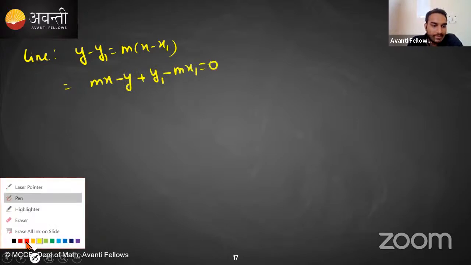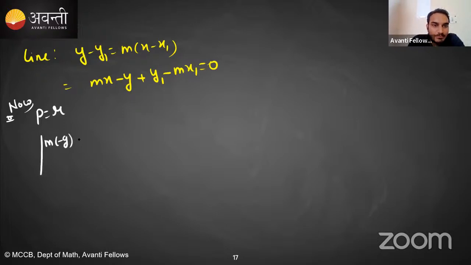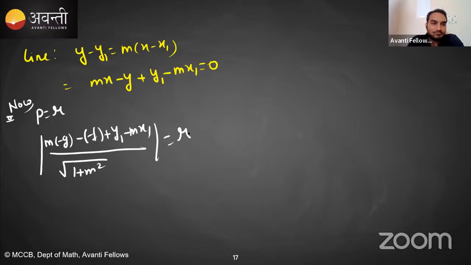Okay, is this clear? So now perpendicular P should be equal to R. Perpendicular distance from the center on this line should be equal to the radius. So what is the center? Center is minus g comma minus f. So what is the perpendicular distance? m times minus g minus times minus f plus y1 minus mx1 upon under root of 1 plus m square should be equal to the radius.